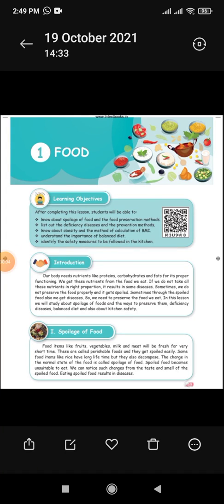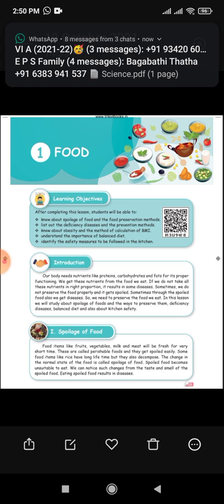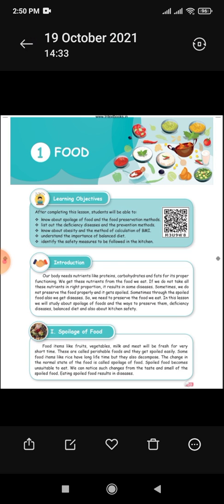We are getting nutrients from food only. These fats, carbohydrates and proteins, we are getting all these nutrients from food only. So we have to prevent the food items from spoilage. If we take spoiled food, it will cause some diseases. So we have to prevent the food from spoilage.